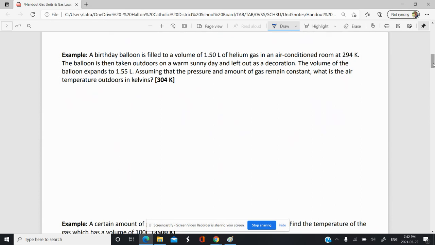Let's try the next question, where we have a birthday balloon that's filled with helium to a volume of 1.50 liters in an air-conditioned room of 294 Kelvin. The balloon is taken outdoors on a warm, sunny day and left out as a decoration. The volume of the balloon expands, and that makes sense. You take it to a warmer area, so the particles have more kinetic energy, space out more, and expand. Assuming that the pressure and the amount of gas are constant, what is the air temperature outdoors in Kelvin? So we're looking for the unit in kelvins.